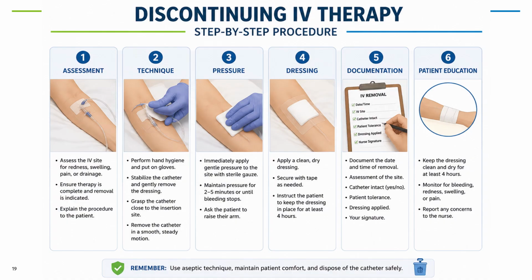And so when removing a peripheral IV, we're stopping the infusion and disconnecting the tubing. Then we're removing the dressing carefully, we're stabilizing the skin and withdrawing the catheter slowly and smoothly. We're applying gentle pressure with a sterile gauze until the bleeding stops. We're inspecting the catheter to ensure that it's completely intact. We're applying a clean dressing or a bandage and documenting the removal, including the condition of the site and that the catheter tip was intact.